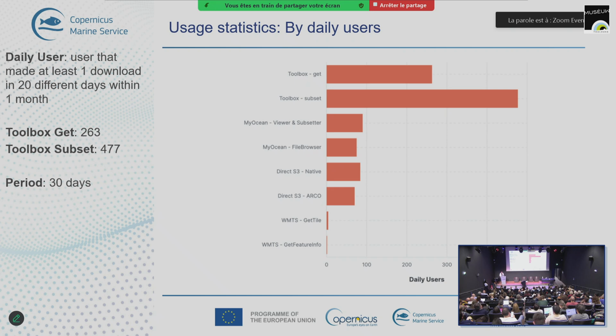Also, we can see that we have, as I said, a lot of users that are operational. So for example, if we take the daily users, which are users that made at least one download in 20 different days within a month, we have quite some. And it's the privileged way to access the Copernicus Marine data.